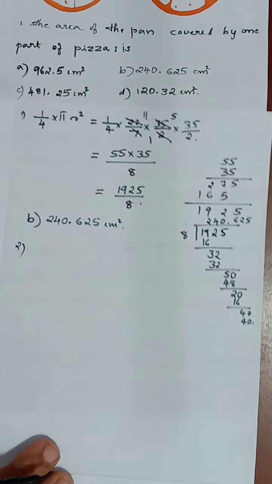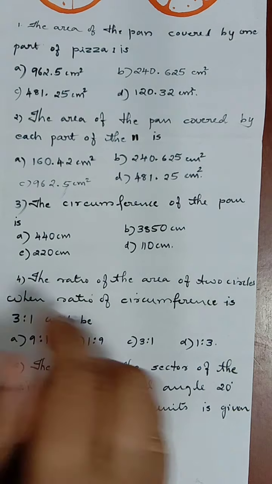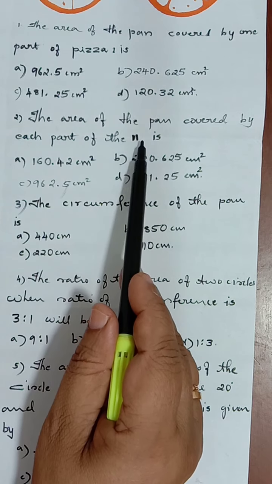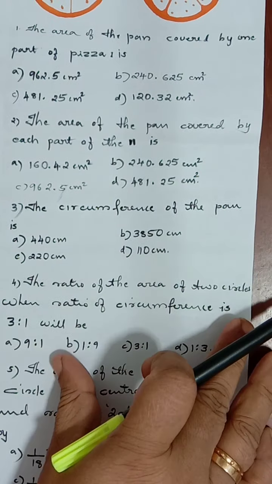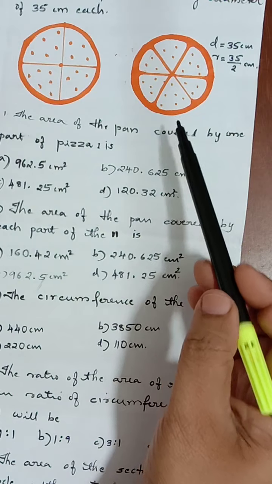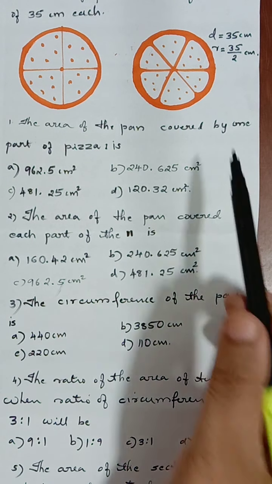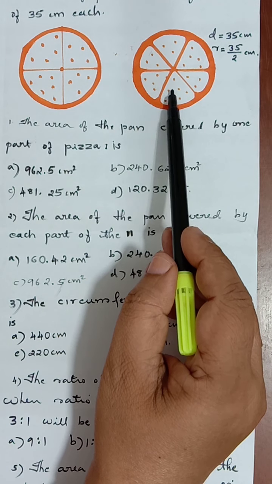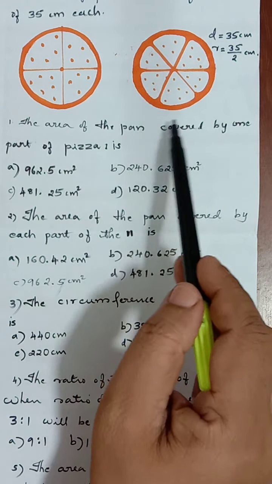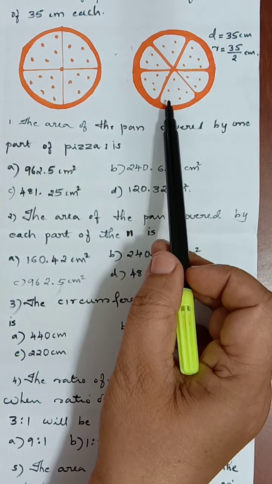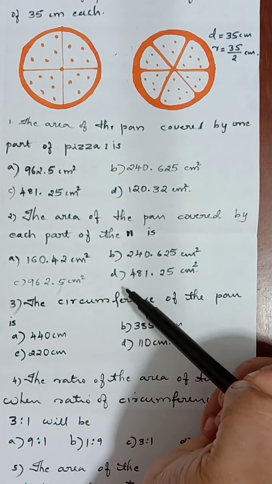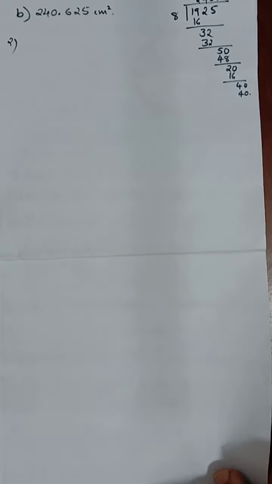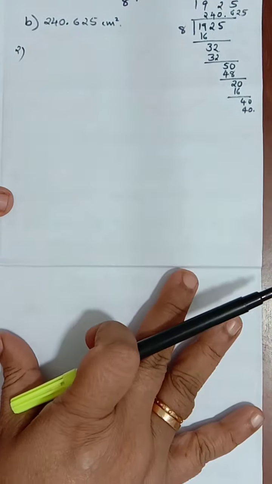Now comes question number 2. Area of the pan covered by each part of the pan 2. That is, you have to see the second pan, in which each part of this. So 6 parts are there. One part is only 1/6 of the total area of the circle, 1/6 of pi r square. That is what here we have to find out. So 1/6 of pi r square, let us find out. That is for the second question.